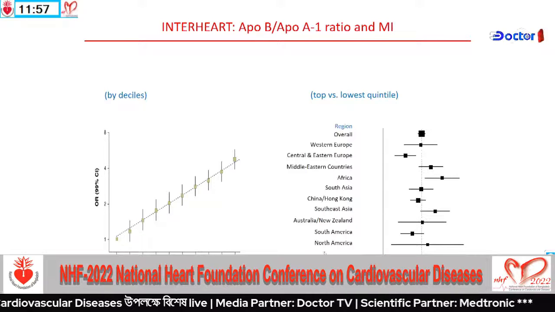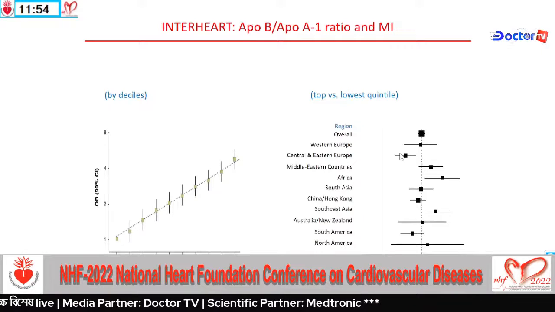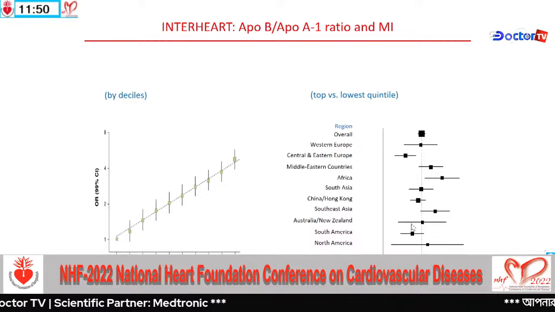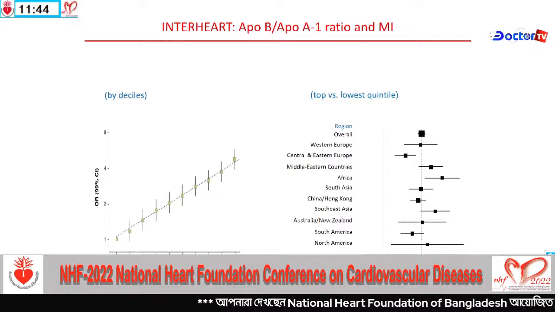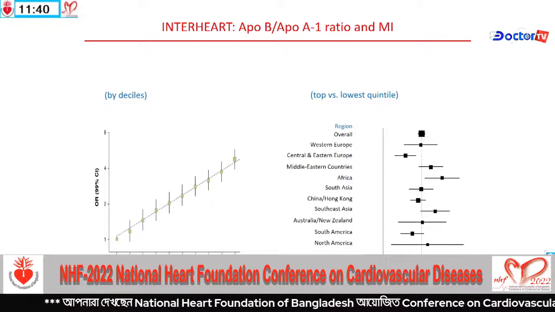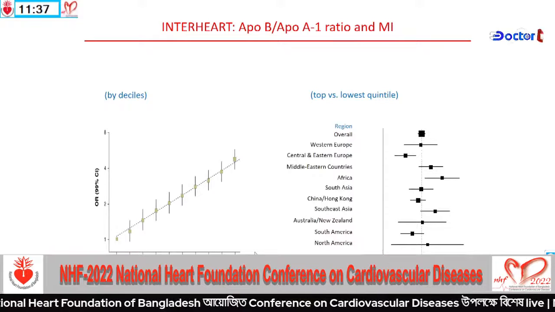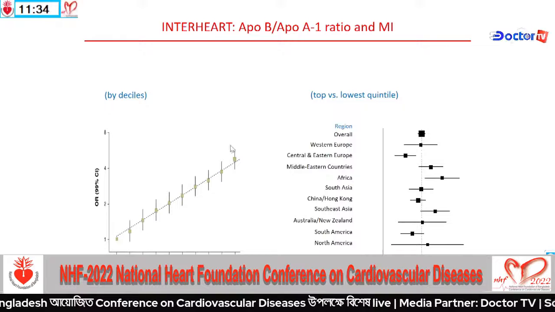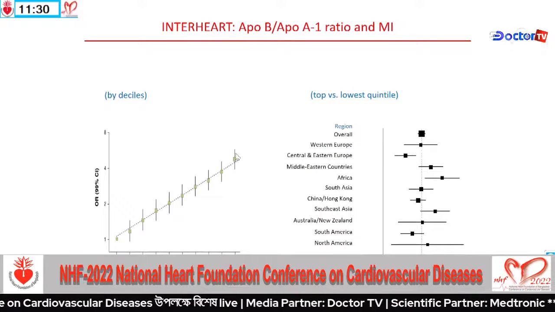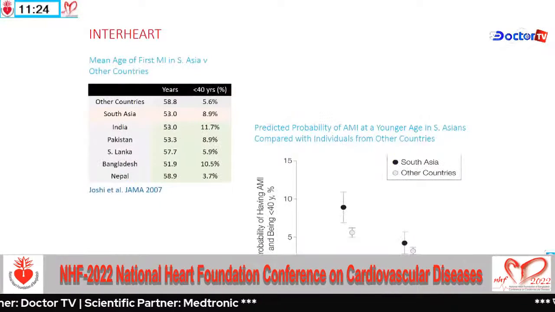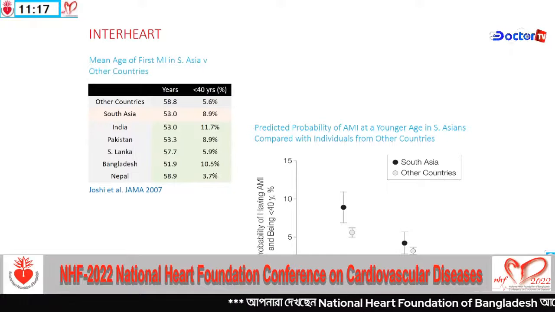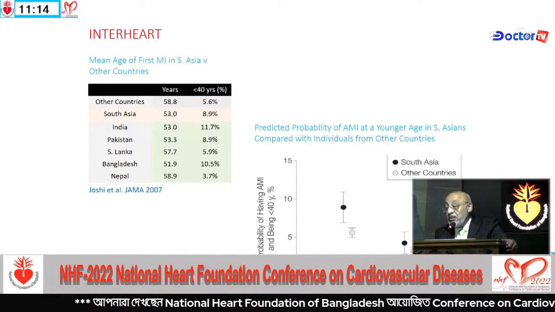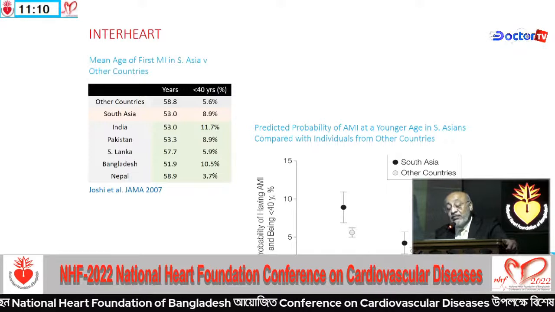For example, here you would see the various continents and the risk of hypercholesterolemia, which gives you about a 4:1 higher odds ratio of having an acute coronary event as compared to those who do not have hypercholesterolemia. And as you can see in the left-hand panel, in these deciles, as the likelihood of hypercholesterolemia increases, the odds ratio of having an event also increases proportionately. Now, as we know, the first episode of acute myocardial infarction occurs significantly earlier, and the subjects who have the first episode of MI at less than 40 years of age, that is the younger myocardial infarction, it is significantly more in South Asia as compared to the other parts of the world.